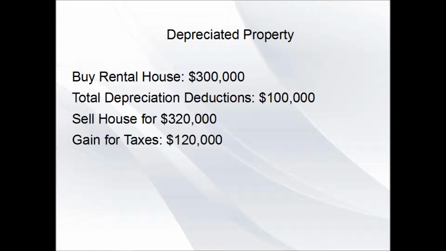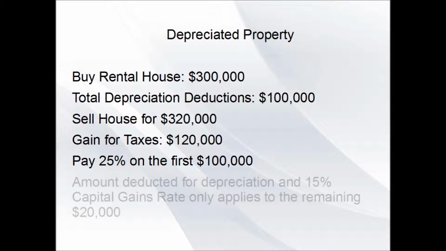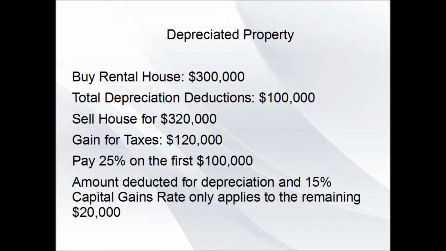Your gain for taxes is $120,000, but you pay at a 25% rate on the first $100,000, the amount you deducted for depreciation, and the 15% capital gains rate applies to the $20,000 gain remaining.